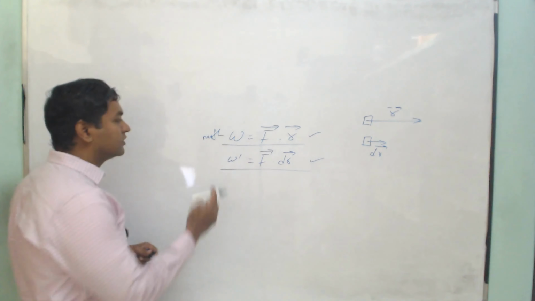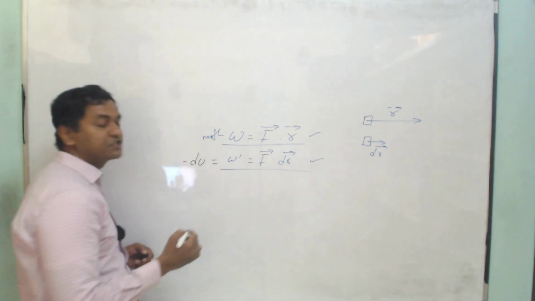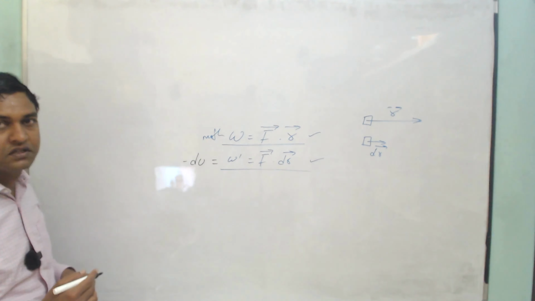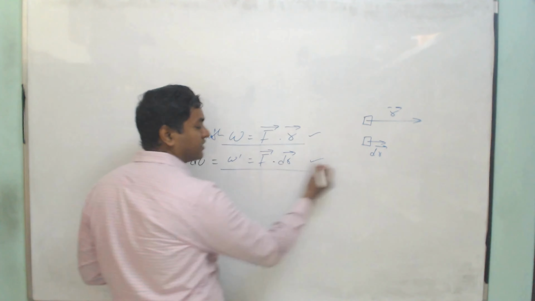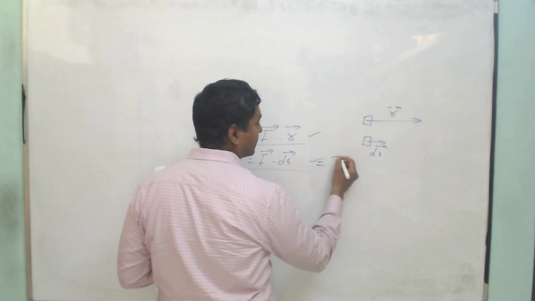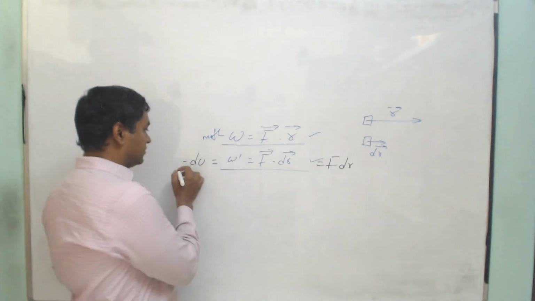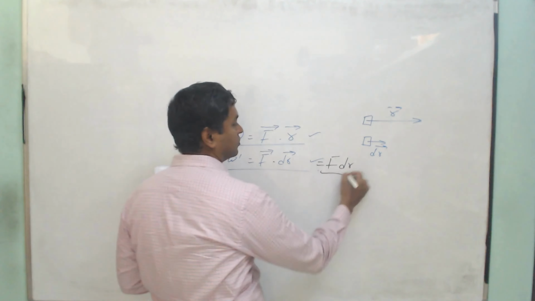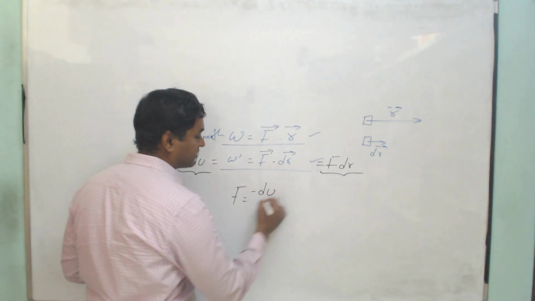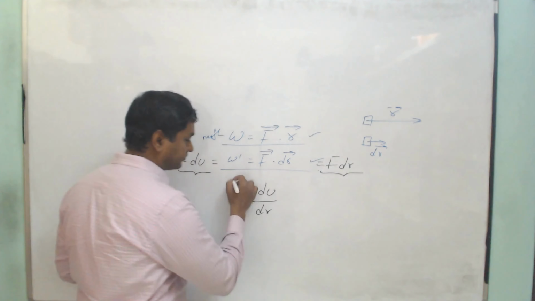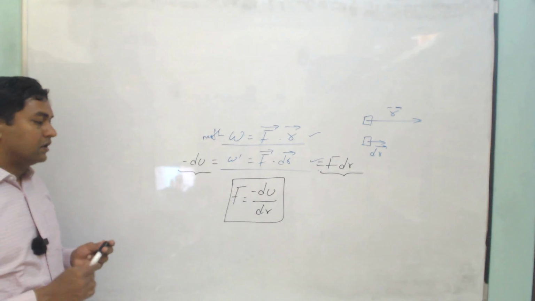Then we wrote work done is negative of change in potential energy. And if F bar is parallel to dr bar, I can write this as F dr. Now from these two, I can write F is equal to minus du by dr. Yes, sir. Okay.